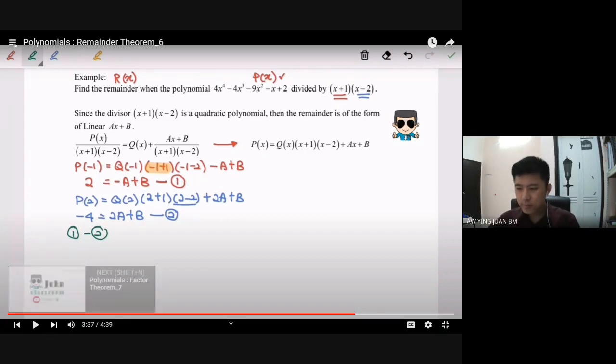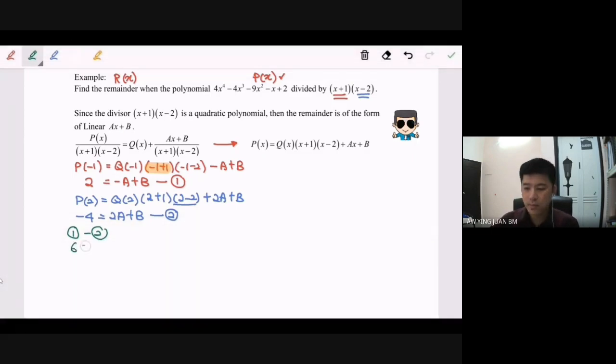Teruskan. I will have 6 equals to negative a minus with 2a. So I will have negative 3a. So finally my a will be equals to negative 2. Substituting the value a equal to negative 2 into the first equation, so I will have 2 equals to 2 plus b. Finally b will be equals to 0.